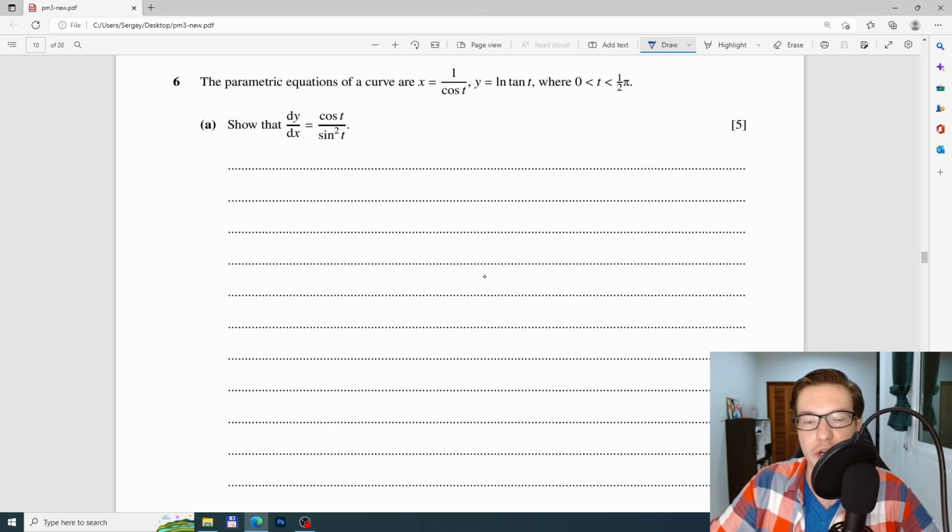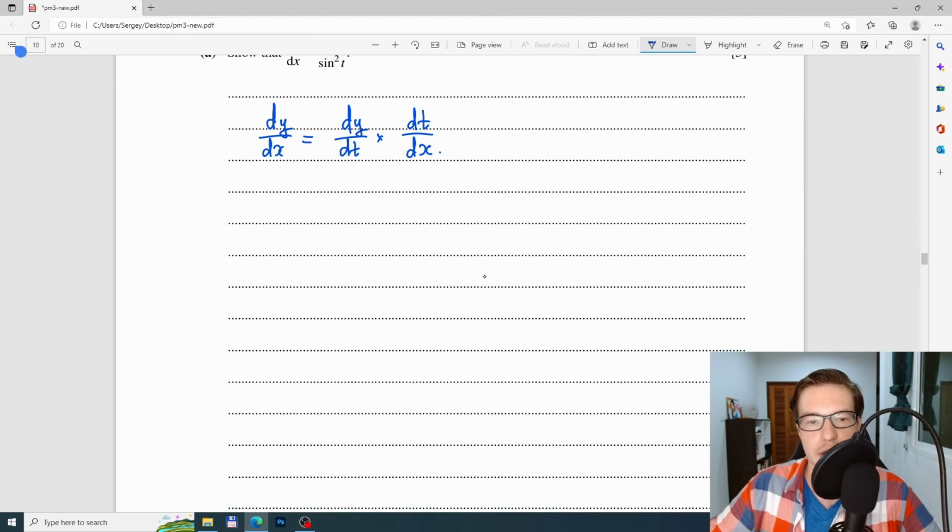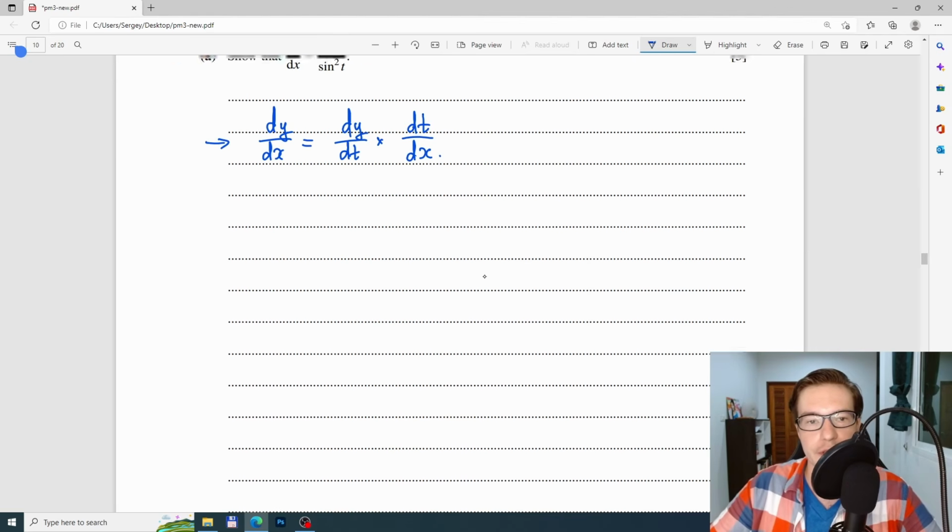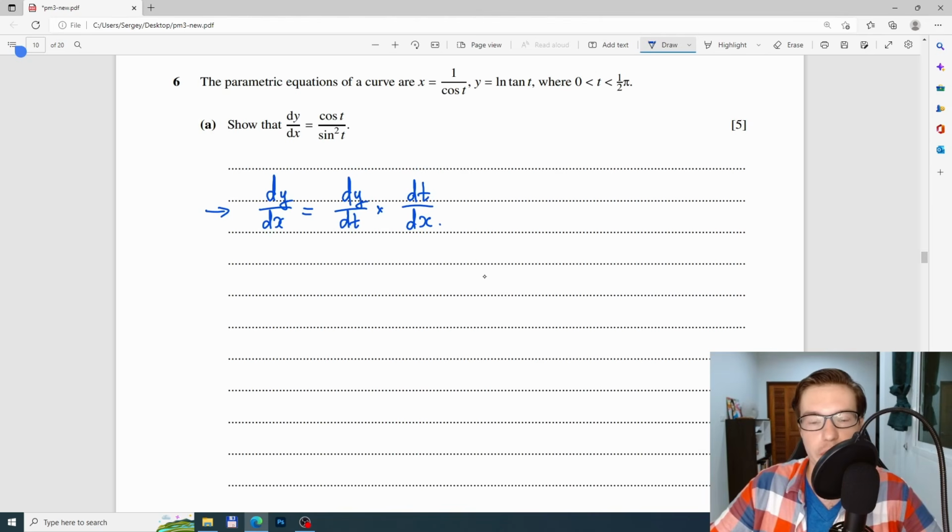We have x and y in terms of t, and we have to find dy over dx. Okay, so first of all, since I have x and y in terms of t, I can find dy over dt. Now, in order to get dy over dx, I will have to multiply it by dt over dx. And now I can find dy over dt and dx over dt separately, and then substitute this into that formula. So let's start with dy over dt.